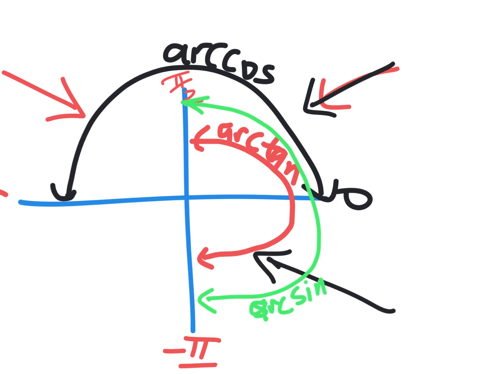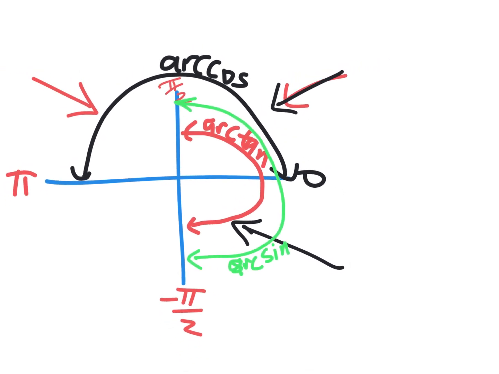Arc sine also goes between pi over 2 and negative pi over 2. We are restricting where we do these functions. It's no longer between 0 and 2 pi. It's different for each function. And what's the one different one? Cosine is different than the other two, and the other two are exactly the same.